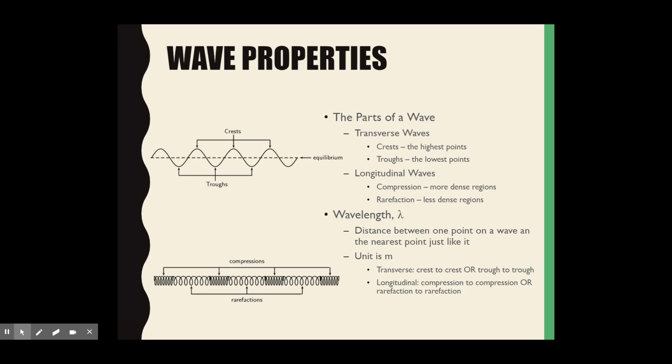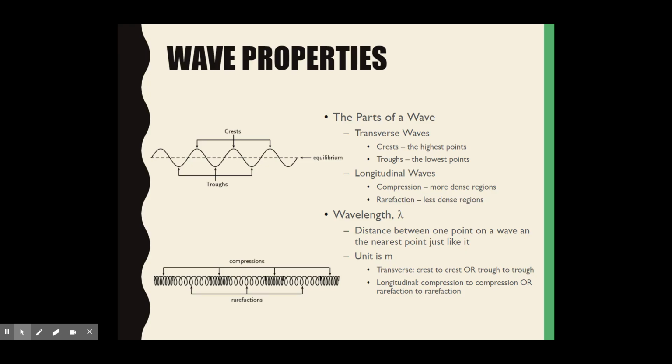So we have different terms to identify different parts of a wave. On a transverse wave, the highest part is called the crest. The lowest part is called the trough. In a longitudinal wave or a compression wave, the compression is where the matter is close together. Rarefaction is where it's spread apart.